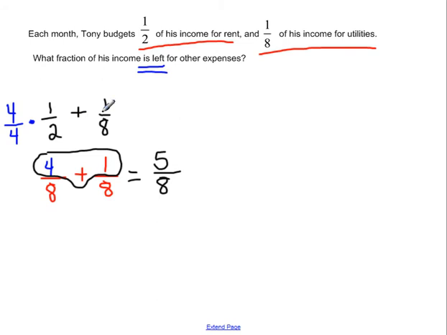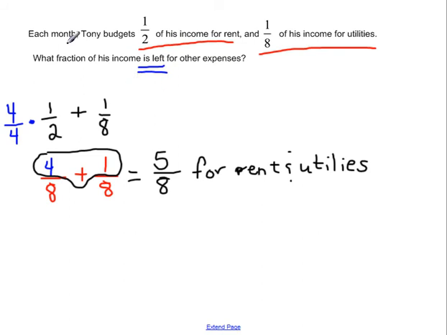Remember that that was the portion of his income that's for rent and utilities. So he uses 5/8 of his income for rent and utilities. And I'm just making a note to myself so I remember that, but I'm not answering the question because they want to know what is left for other expenses.